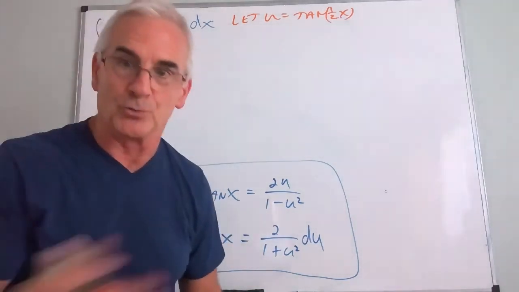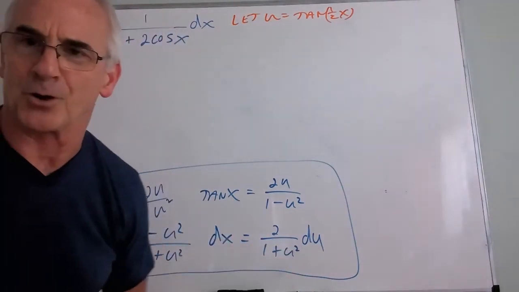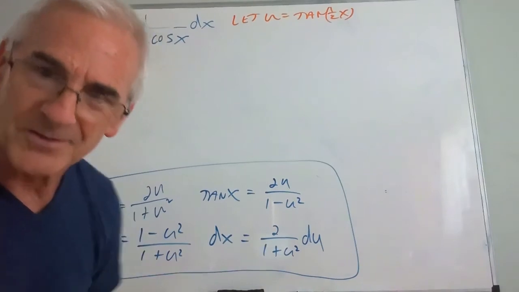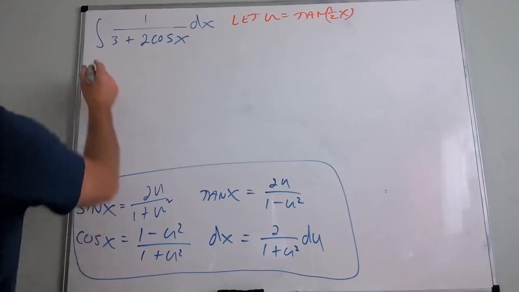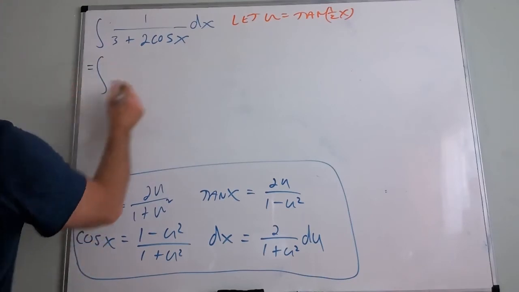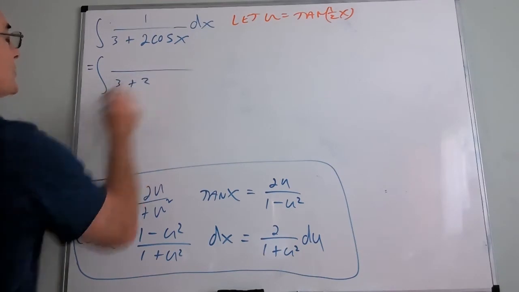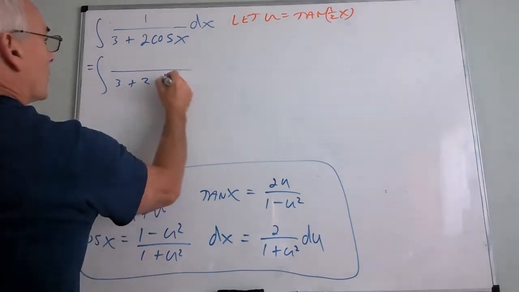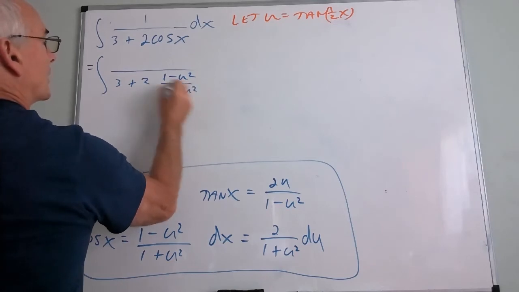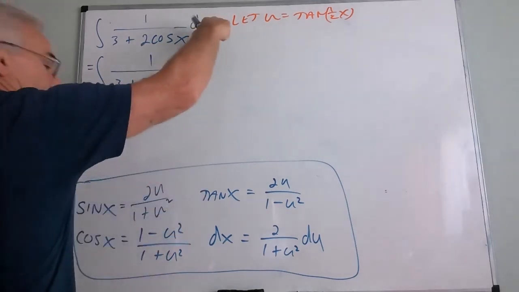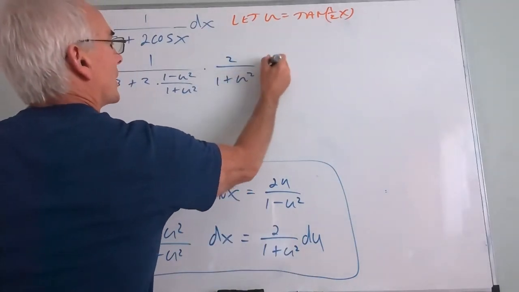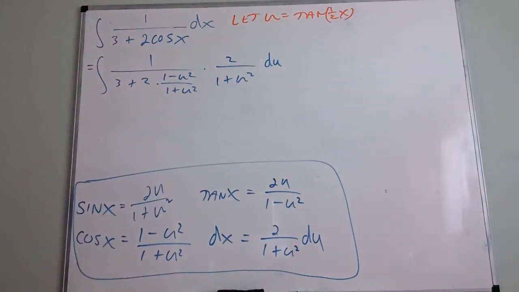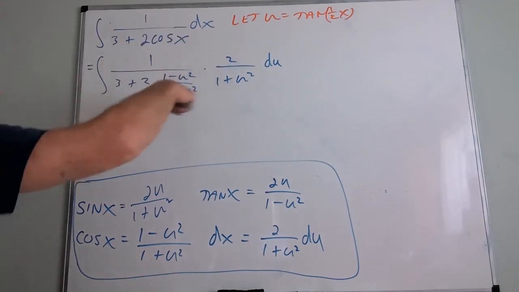Like Yaman was asking, you do not re-derive this. If you want to for fun, go ahead, but don't do it on an exam. It takes too long. So what am I going to do? I'm going to rewrite this using this. Okay, so what have I got? I have 3 plus 2 times (1 minus u squared) over (1 plus u squared). On top, I have 1 over, but now my dx would be 2 over (1 plus u squared), and I'm all integrating with respect to u. If I walked away right now, of course, I don't have an answer, but this is a rational function.